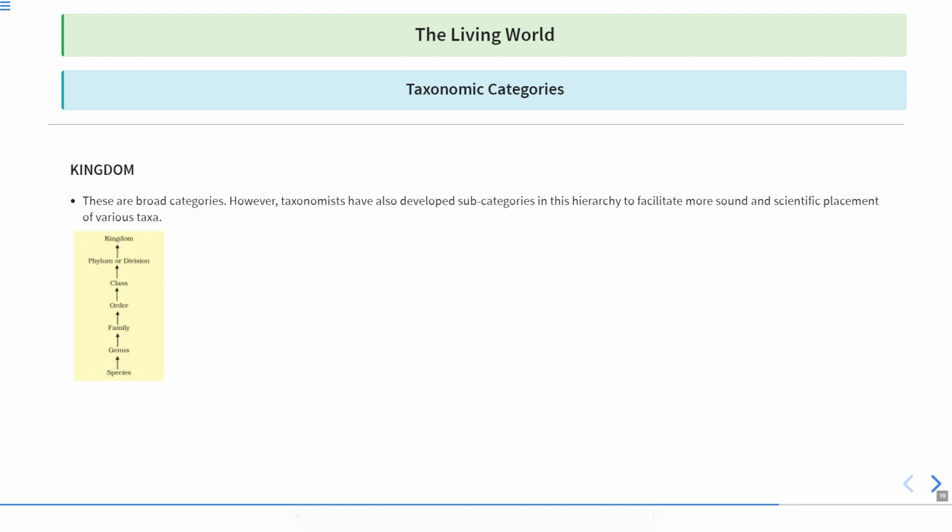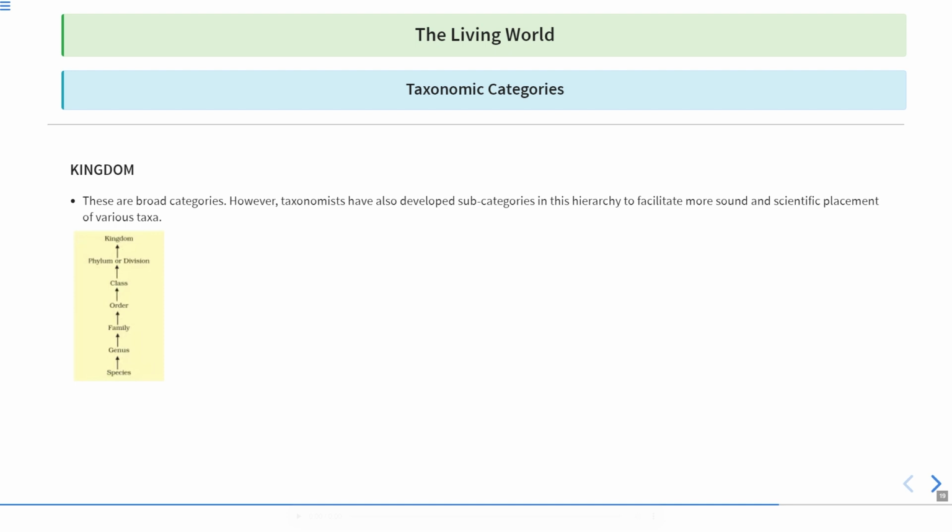Here you can see the hierarchy. These are the broad categories. However, the taxonomists have also developed some subcategories in this hierarchy to facilitate more sound scientific placement of the various taxa. It's going to be very helpful, right? If you see these broad categories, at the lowest category you have the species, moving to the genus, then family, order, class, phylum or division. Phylum in the case of animals, and division in the case of plants. And the highest category is the kingdom.